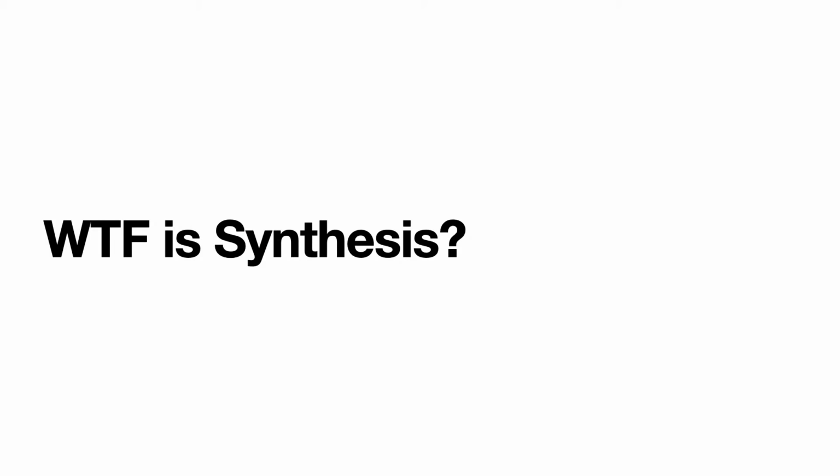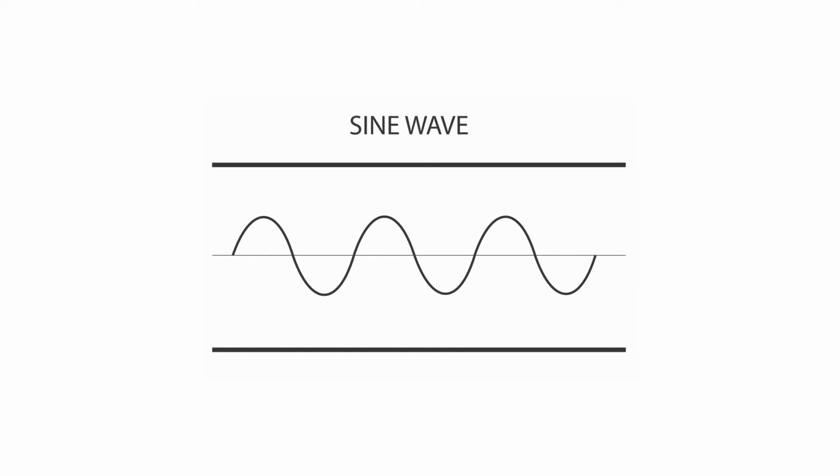But first, WTF is synthesis? A sine wave is just a voltage that rises smoothly and falls smoothly and does it over and over again, and does it so fast that you hear it. Sine waves are round. They're dull, you know? They're not bright.